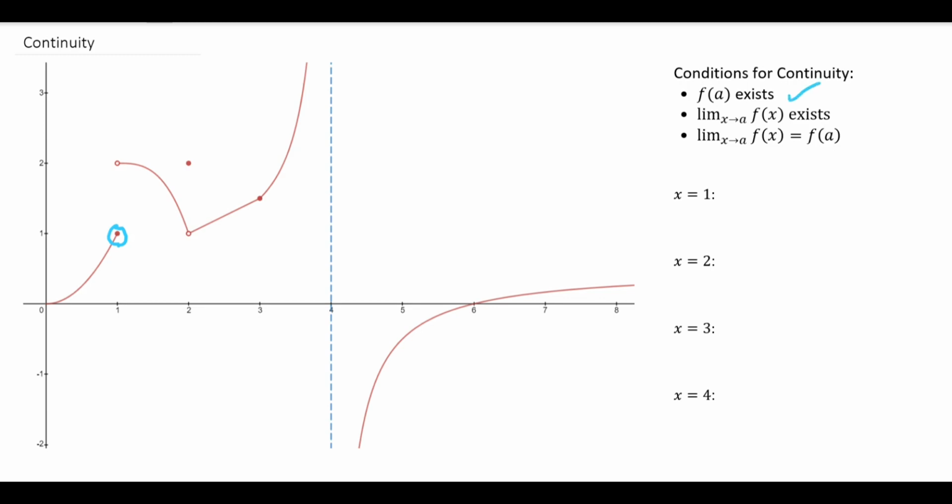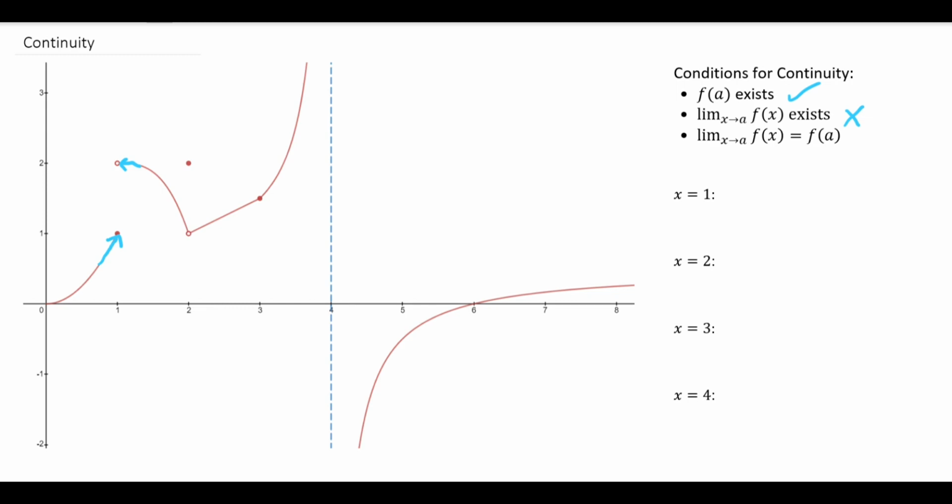Okay, the limit as x approaches a of f of x. Does it exist? So the limit as x approaches 1 of f of x. As x approaches 1 from the left, that does exist. The limit as x approaches 1 from the left is equal to 1. However, the limit as x approaches 1 from the right, that's approaching 2. The left and right limits both exist, but they don't agree. So the limit as x approaches 1 of f of x does not exist. So continuity fails on that condition.